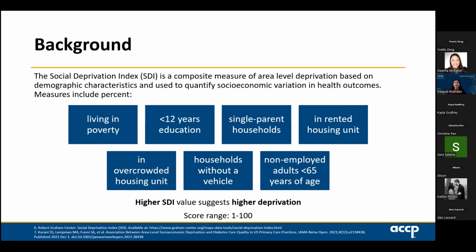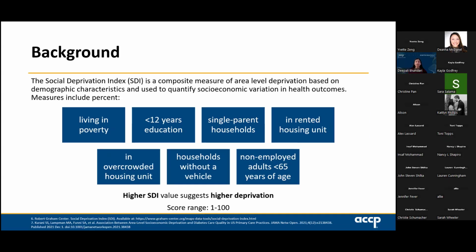And so what I want you to understand with the SDI is that a higher SDI value suggests a higher level of deprivation, and the score ranges from 1 to 100 and can be associated with the zip code or the postal code that someone is residing in.